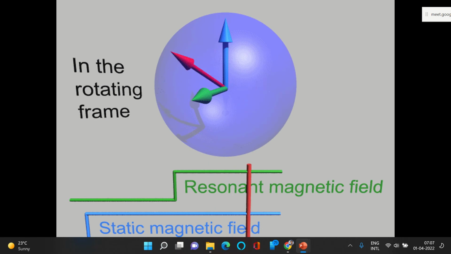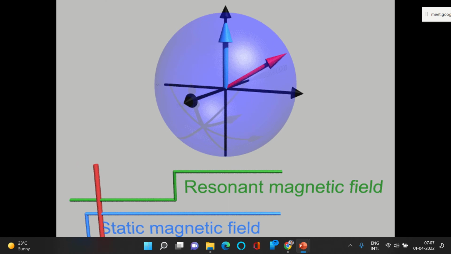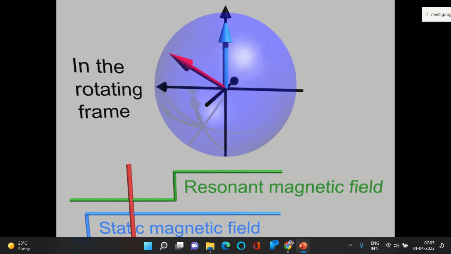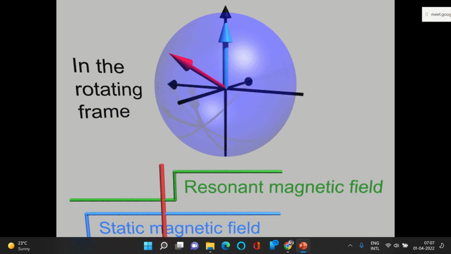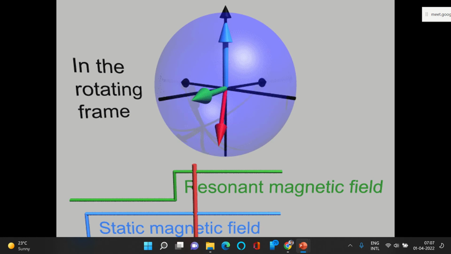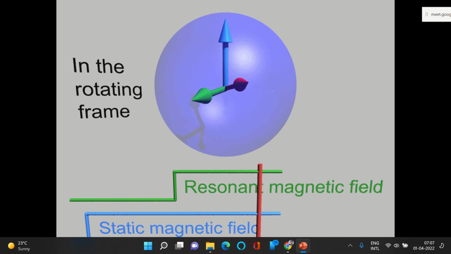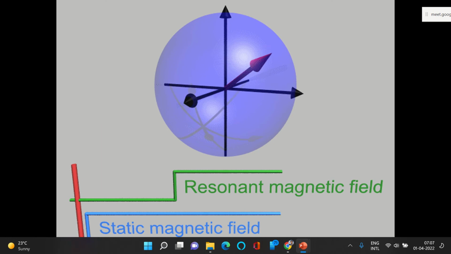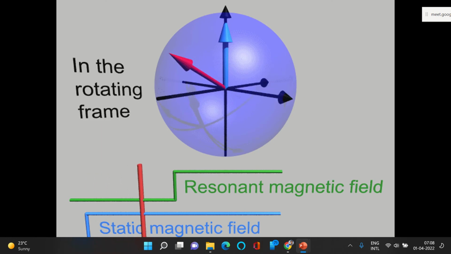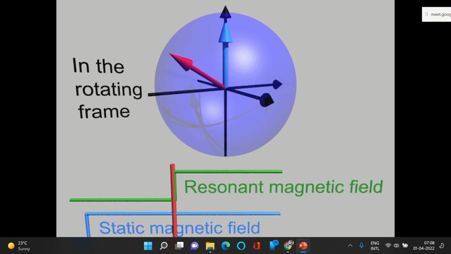You have B0 and B1. B1 is the part of the magnetic field vector of the radio frequency that comes in as green color, and the blue one is B0, the static magnetic field. So the precessional motion around the static magnetic field is what you are seeing.